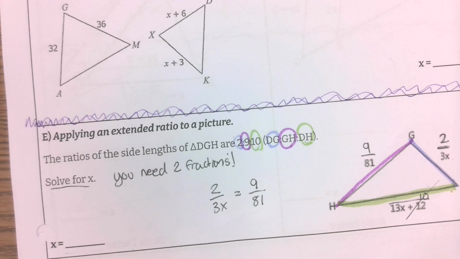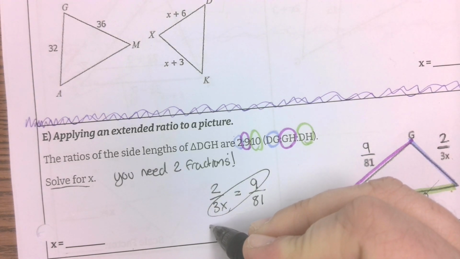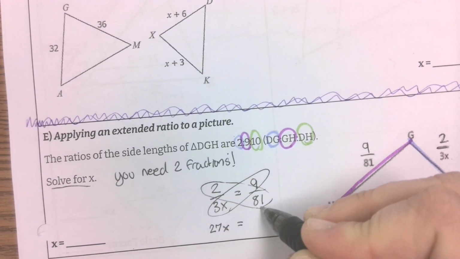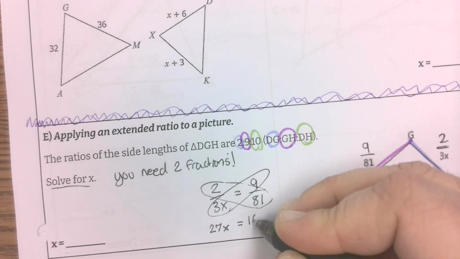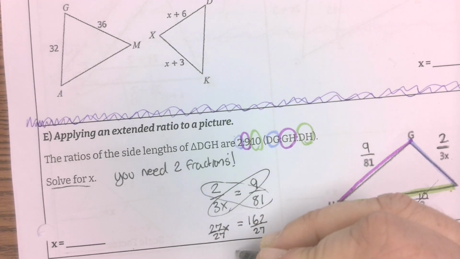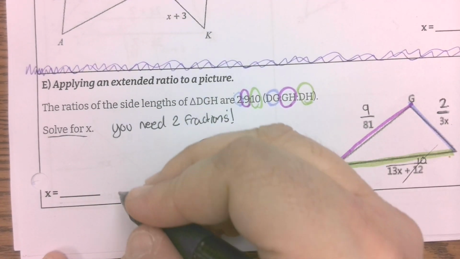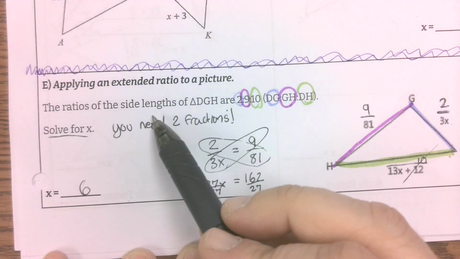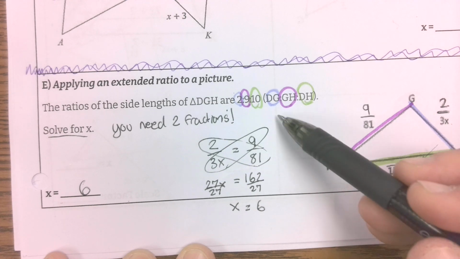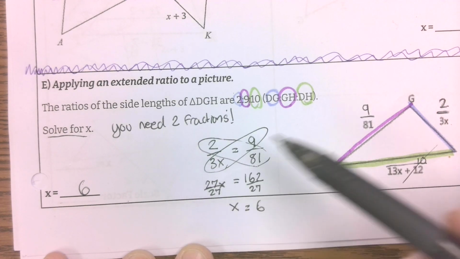Our next step is going to be to cross multiply to solve. 9 times 3x is 27x, and that's going to be equal to 2 times 81, which is 162. We divide by 27 on both sides to get that x by itself. I get that x is equal to 6. So just remember that if they give you ratios, either 2 of them or 3 of them, match them up with the side as it specifies, or match them up with the size. Then you only need 2.